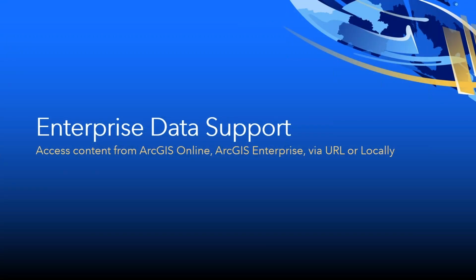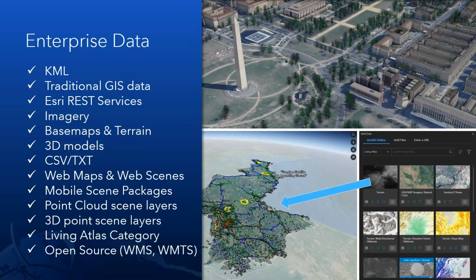So ArcGIS Earth can access multiple types of data from many sources, such as ArcGIS Online, ArcGIS Enterprise, via URL or locally on your desktop or a local file server. As mentioned before, KML is one of the biggest reasons we created ArcGIS Earth, and it certainly satisfies that requirement. But ArcGIS Earth offers up a whole lot more. It enables users to combine or fuse together their warehouse of data stored in ArcGIS Online and Enterprise, and even open source, such as different OGC supports, all with KML.